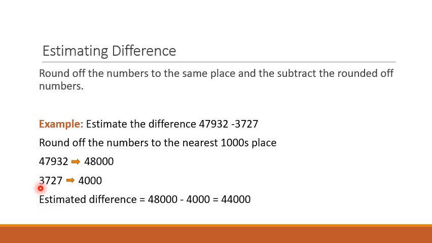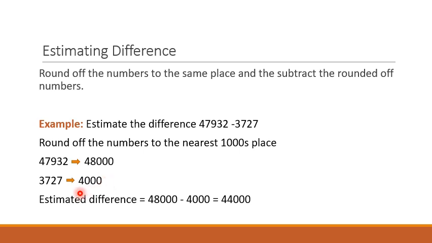Now let's see the other number, 3,727. Here we are rounding off to thousands place. So my rounding digit is 3. Check the next digit, that is 7. So again it's greater than 5. So I have to add 1 to this 3. So this 3 will become 4 and remaining digits are 0.